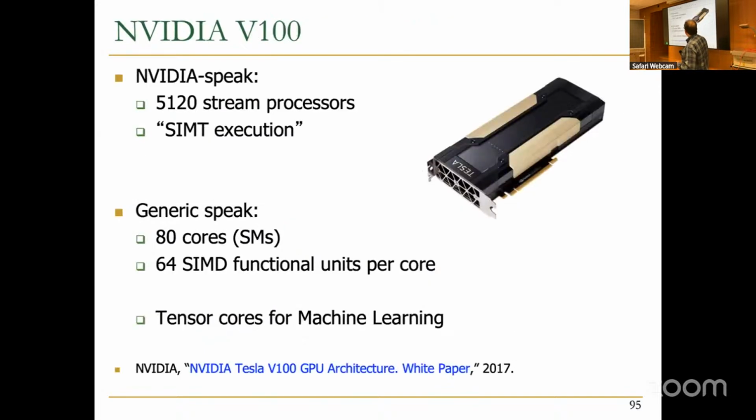In Volta we have 5,000 stream processors in total, and we have 80 SMs. And in each SM, we have 64 SIMD functional units per core, or basically 64 SPs per core. An interesting thing that they added in NVIDIA Volta is tensor cores, specifically to support machine learning applications. So at some point, NVIDIA actually focused a lot on machine learning, and that's why they are now quite successful and they are making a lot of money.